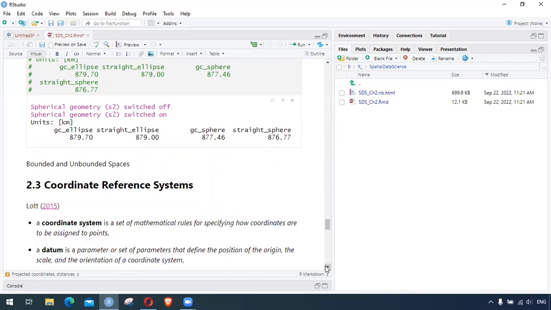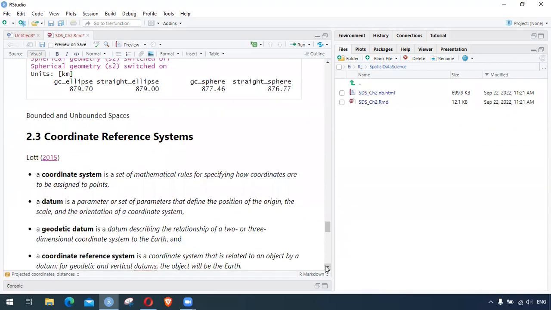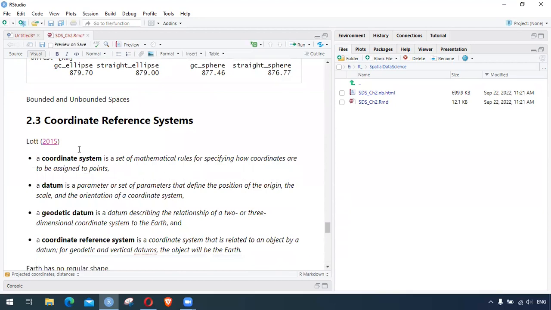And then we have the coordinate reference systems, and to understand them, the chapter copies the statements or the definitions. The definitions are like this. The coordinate system is just the mathematical rules that specify how coordinates are assigned to points. And the datum is the set of parameters that defines the position of the origin, the scale, and the orientation of the coordinate system.